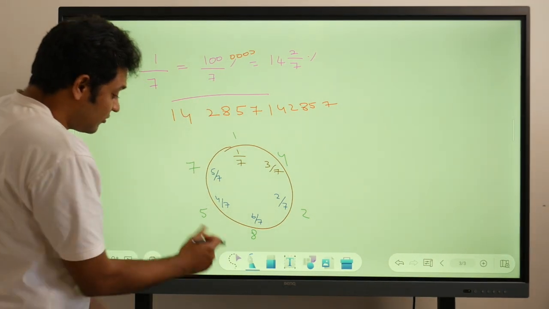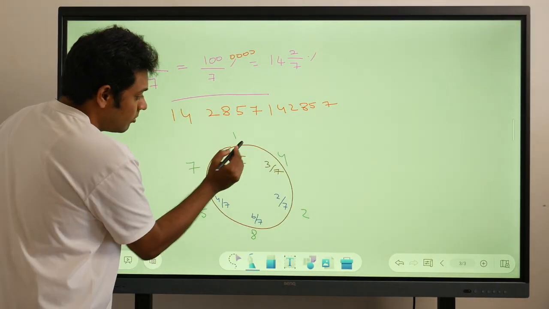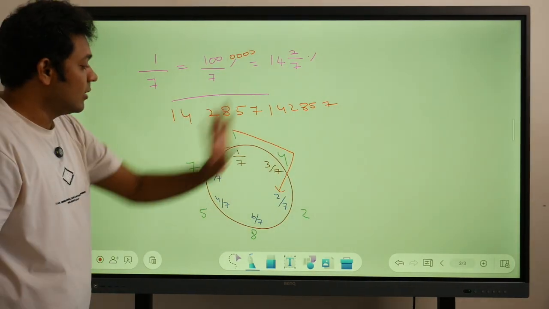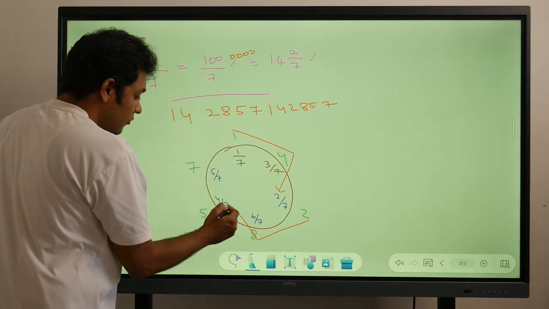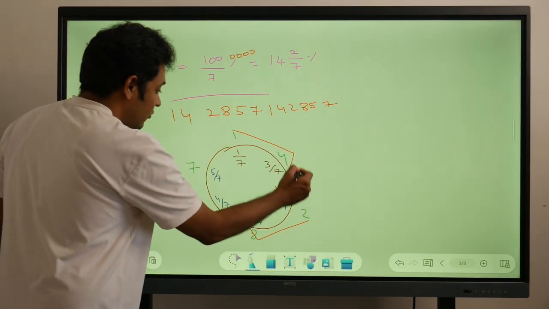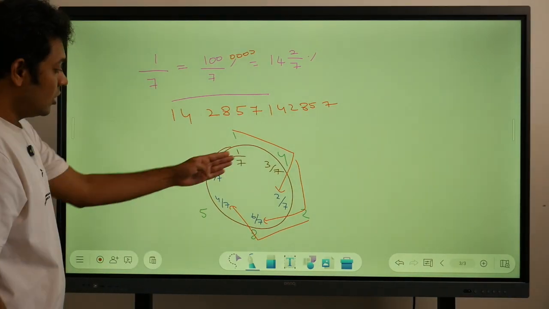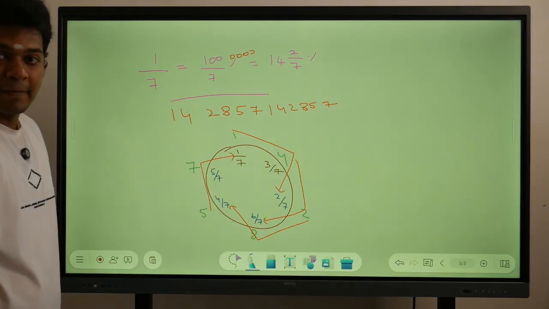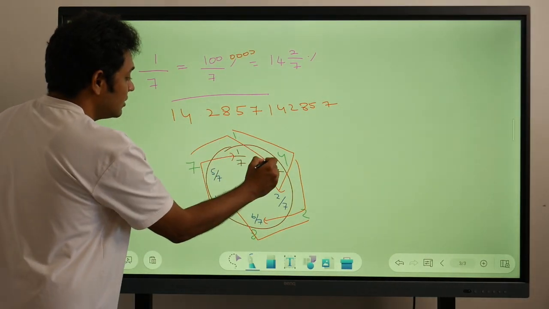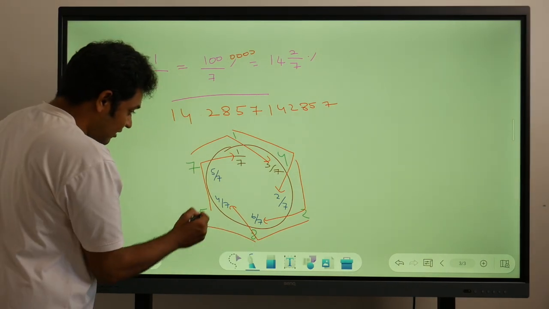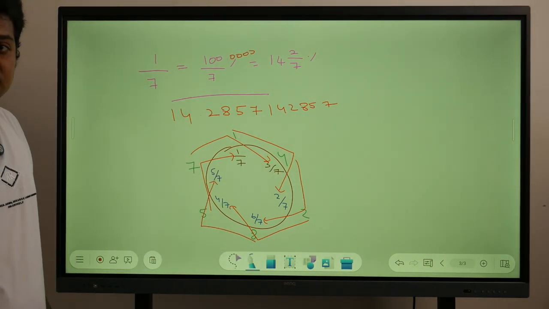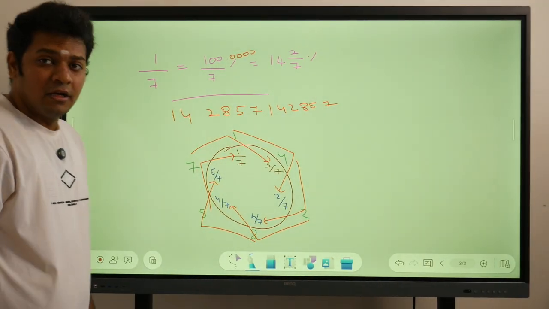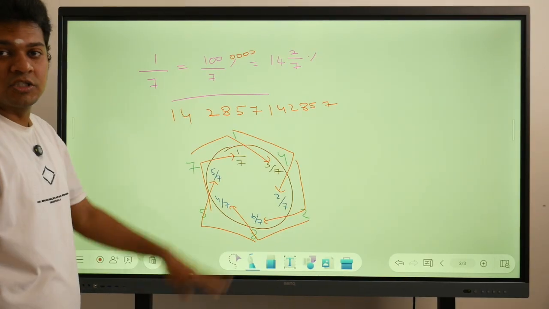If you have to write the same as a mixed fraction, 1 by 7 is 14.2857, which is 14 2 by 7. What is 2 by 7? 28 4 by 7. What is 3 by 7? 42 6 by 7. What is 4 by 7? 57 1 by 7. What is 5 by 7? 71 3 by 7. What is 6 by 7? 85 5 by 7. That's all. Clear? So try to remember this 1 4 2 8 5 7, then you will be able to get this. Just by practicing you can get it. So for the 1 by 7 series, you just remember this order.